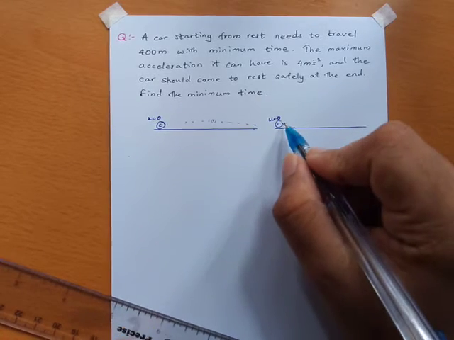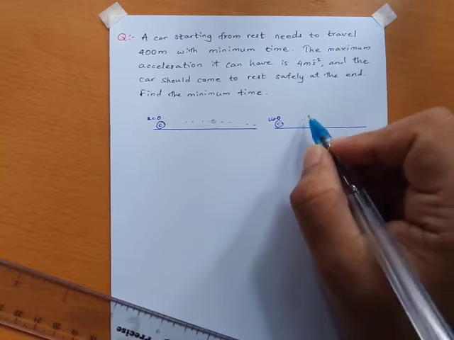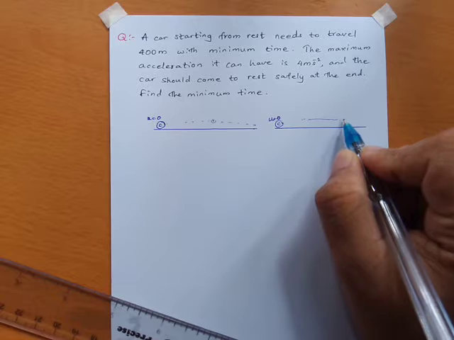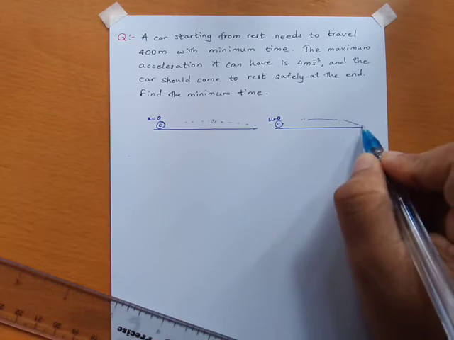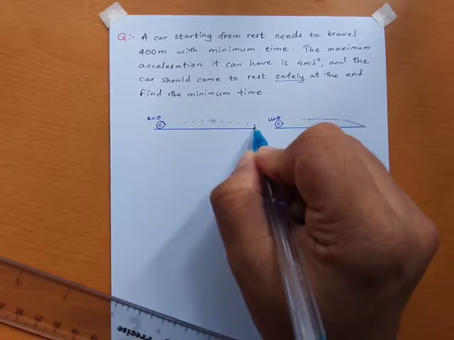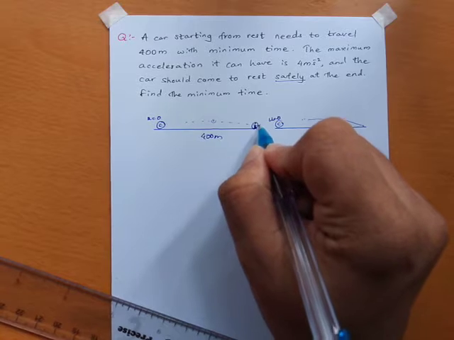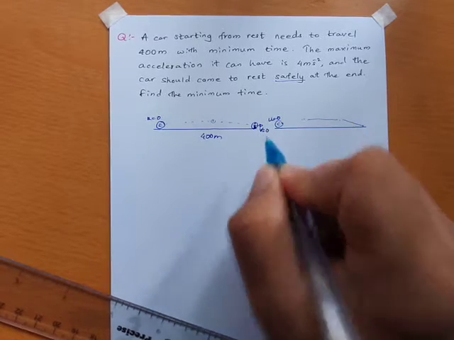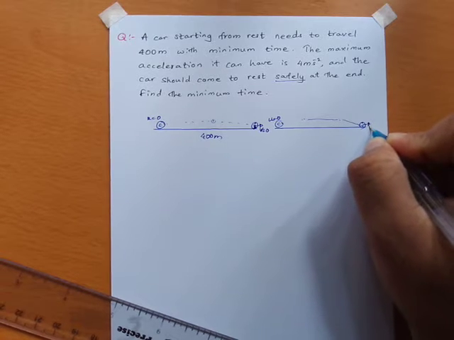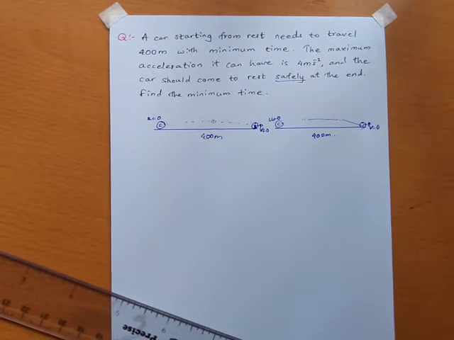Or another thing is the car can accelerate for some time, reach a maximum velocity, move with that constant velocity, and then come again to rest at the end point. Here, safely means that at the end point, when it completes 400 meters, the velocity has to be 0, right? V has to be 0 in either case. Okay, so how can I solve this problem?